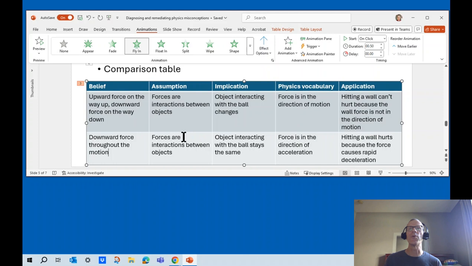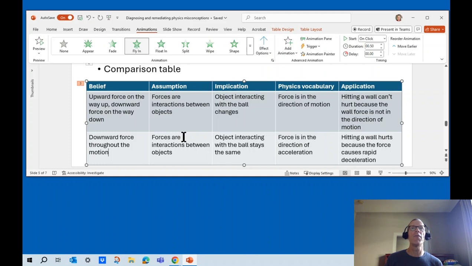Well, what are some applications of this if we take this to a natural conclusion? Well, if we say that force is in the direction of motion, and I walk into a wall, or I swing my hand and hit the wall, then hitting a wall can't hurt, because the wall force is not in the direction of motion. I'm always moving towards the wall. But the wall force has to be pushing away from my fist, so it certainly isn't pulling my fist towards the wall. If it's doing anything, it's pushing my fist away from the wall. Maybe you could say the wall is not doing anything. And if that's the case, then of course the wall can't hurt my fist when I hit it.